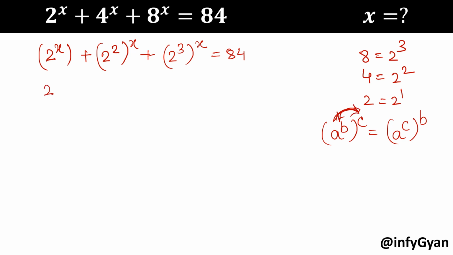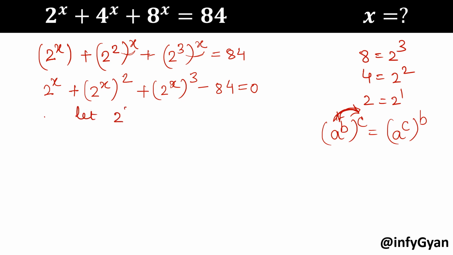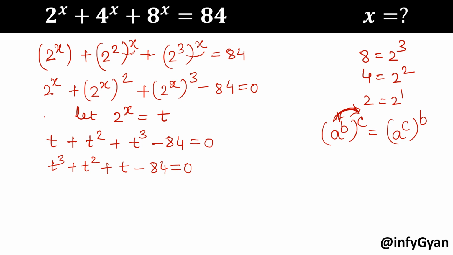So here, the 2 and x, and the 3 and x will be swapped. I will write 2 raised to the power x whole square plus 2 raised to the power x whole cube minus 84 equal to 0. Now this is 2 raised to the power x, 2 raised to the power x, 2 raised to the power x. Let us consider 2 raised to the power x is equal to t. So the equation will be t plus t square plus t cube minus 84 equal to 0, or in descending order, t cube plus t square plus t minus 84 equal to 0.